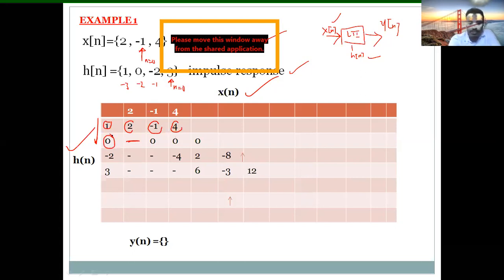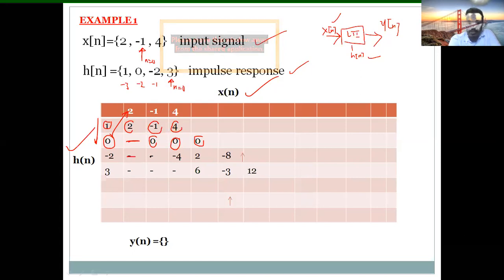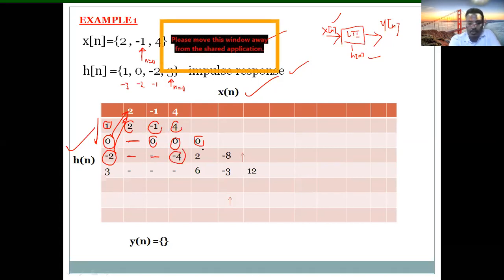0, the next impulse response, multiplied by 2 first. 0 times 2, 0 here. 0 times minus 1, 0 again. 0 times 4, again it is 0. Next step, we jump how many? 2. Jump means shift. Again multiply the next impulse by the input. So minus 2 times 2, minus 4. Minus 2 times minus 1, positive 2. Minus 2 times 4 here, it will be minus 8.